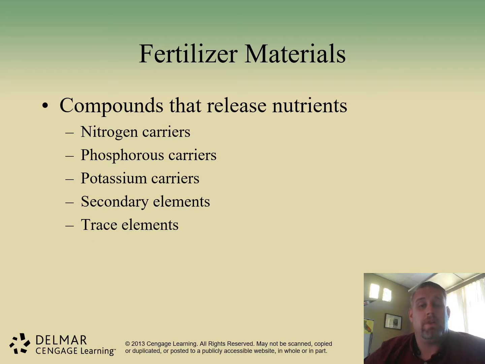So there are various carriers that are important for these different nutrients. Nitrogen, phosphorus, and potassium all have specific carriers. Nitrogen, we've talked about that. That's ammonium, that's nitrate. Potassium is muriate of potash. There are phosphate ions. And then each one of these secondary elements and the trace elements all have certain carriers that will release the nutrients that the plants can uptake.